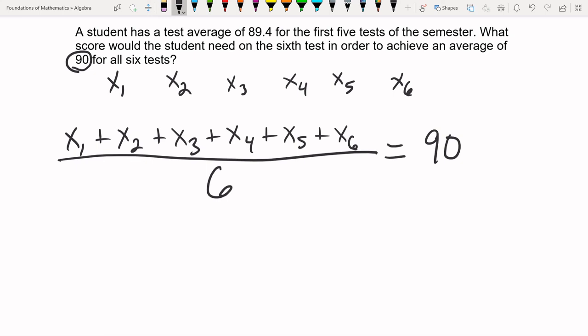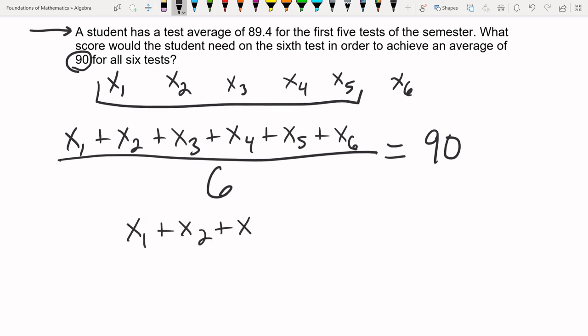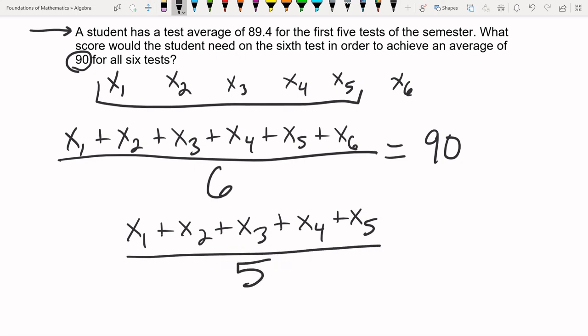Well, let's look at the first piece of information. A student has a test average of 89.4 for the first 5 tests. Well, we know the first 5 tests. We have variables for them, which means if we do the average of this, this time it's going to be over 5 because there's 5 tests here. This equals 89.4.